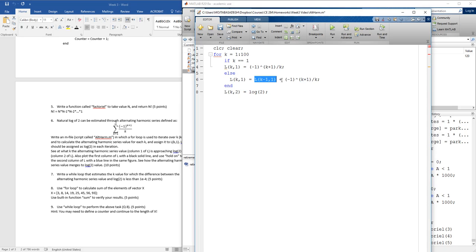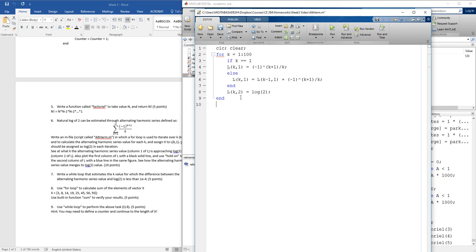Now for the third round, L of 3 and 1, whatever was in the second round was the summation of the previous two elements, right? So the previous two elements plus the new element, which has a k of 3 now. For a k of 4, the fourth element of L is basically the summation of the three elements of k1, k2, k3 plus k equal to 4. So you'll keep adding them up as you proceed. And L of k comma 2 is always log of 2, so that wouldn't change much. And I would do end here.